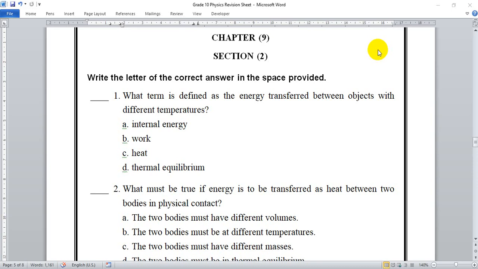Write the letter of the correct answer in the space provided or choose the correct answer. What term is defined as the energy transferred between objects with different temperature? Is it internal energy, work, heat, or thermal equilibrium? Two objects are at different temperatures, so the type of energy transferred between them is heat. Choice C.